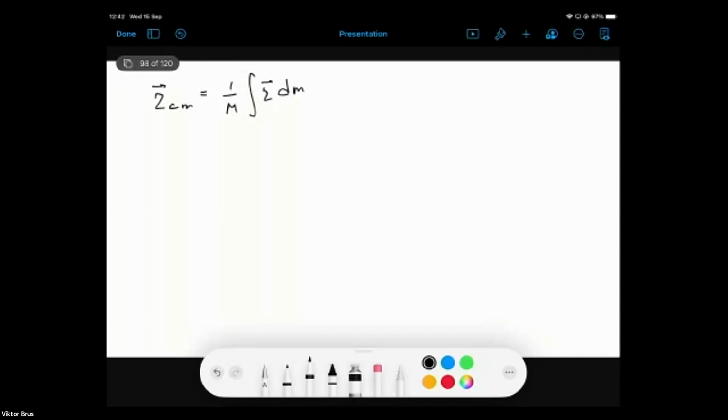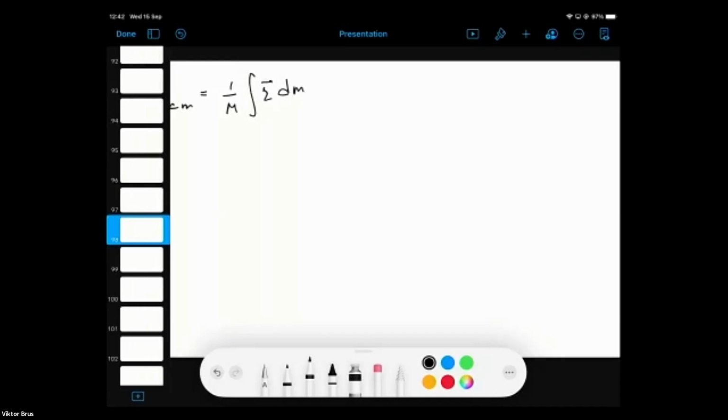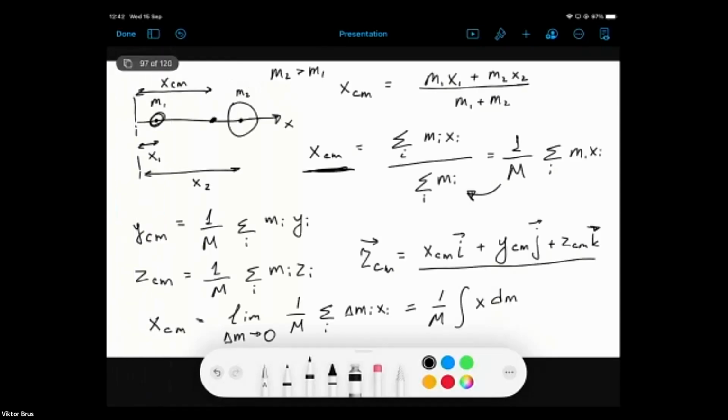Let us do some examples. For instance... Excuse me, Professor, I have a question. Yes. If you go to the previous slide, there I have a question: why, in the first place, did you write delta m with the limit going to 0, and delta m at all? Why?